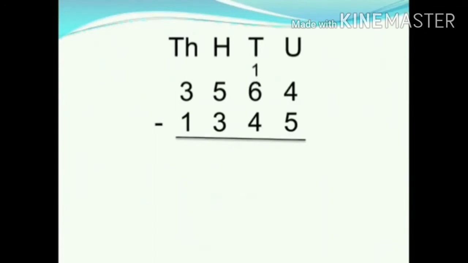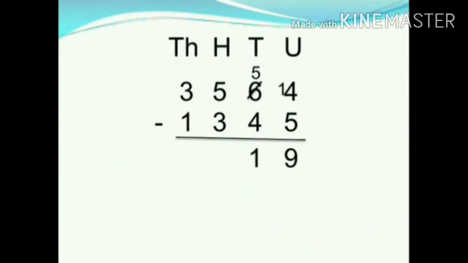So borrow 10 from tens place. So units place can be written as 10 units plus 4 units is equal to 14 units. After borrowing 10 to units place, tens place is left with 5 tens. Now subtract units place, that is 14 minus 5 is equal to 9. Write 9 in units place. Now subtract the numbers in the tens place. 5 minus 4 equals 1. Write 1 in tens place.